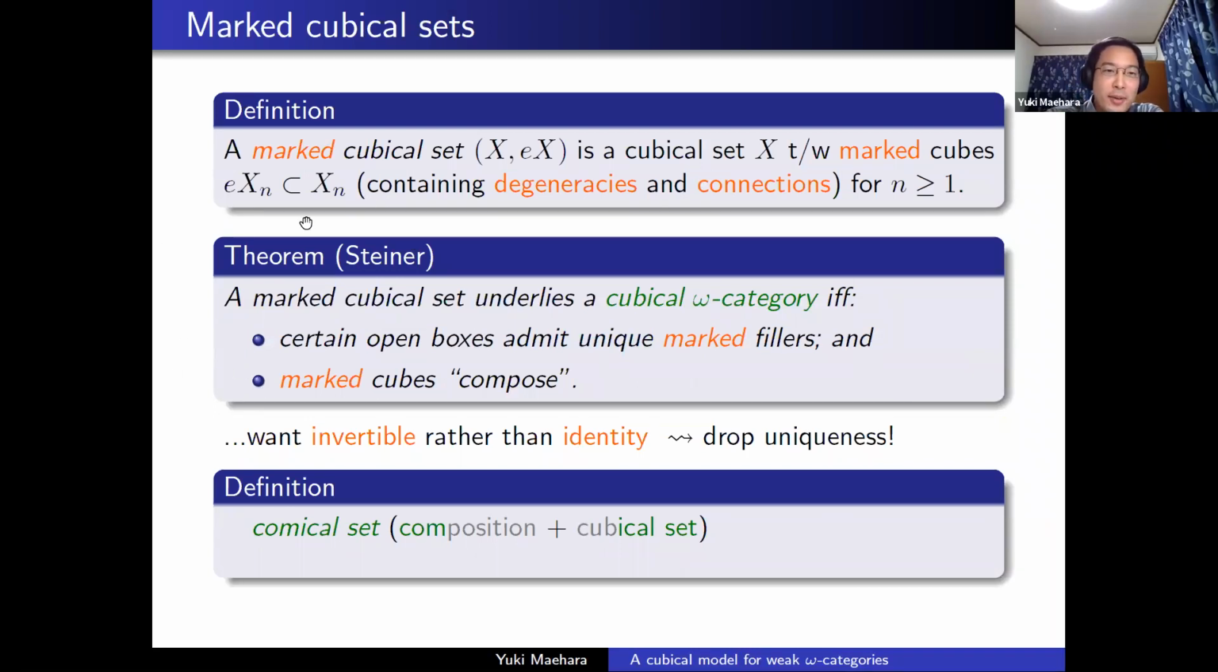Right, so this is the theorem. Well, okay, this is the non-theorem, I guess. And what is the actual theorem? What Steiner actually did was he characterized the underlying marked semi-cubical sets. That's the word, right? Where you only have the face operations. And in addition to open boxes, he also asked for unique marked fillers for certain boundaries. And that way he recovered the degeneracies and connections.